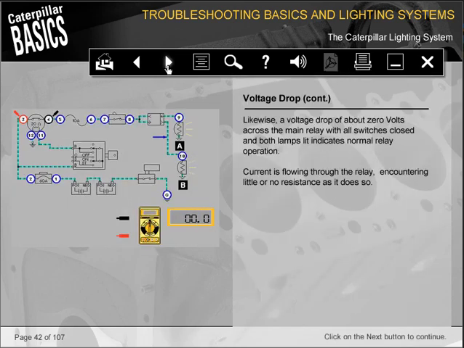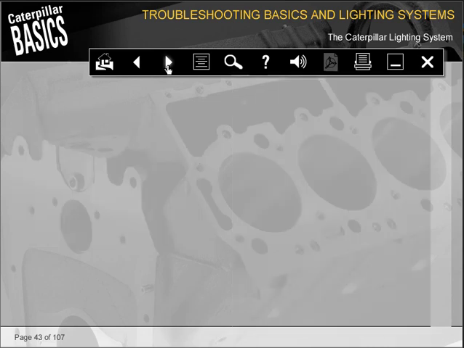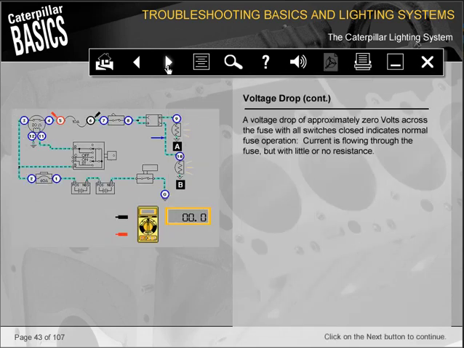Likewise, a voltage drop of about 0 volts across the main relay with all switches closed and both lamps lit indicates normal relay operation. Current is flowing through the relay, encountering little or no resistance as it does so. A voltage drop of approximately 0 volts across the fuse with all switches closed indicates normal fuse operation. Current is flowing through the fuse, but with little or no resistance.